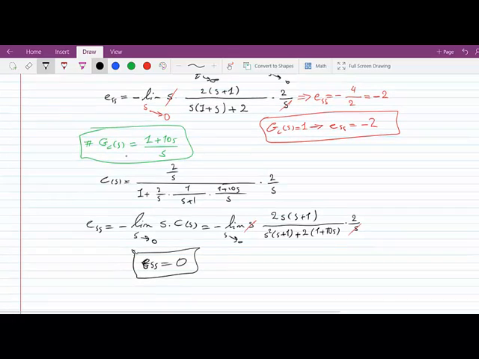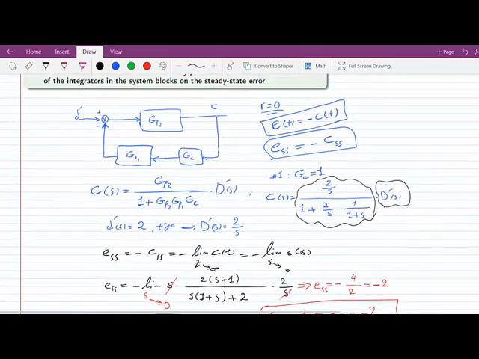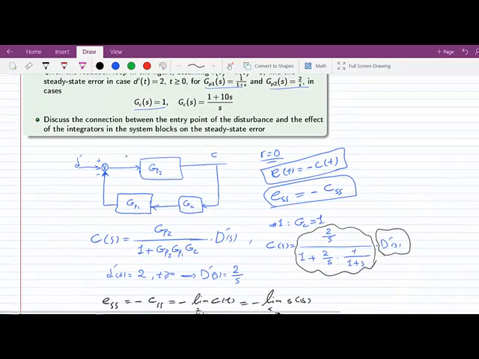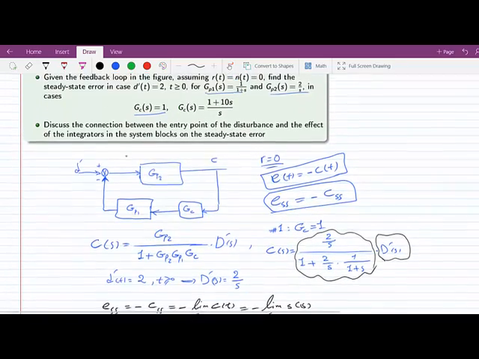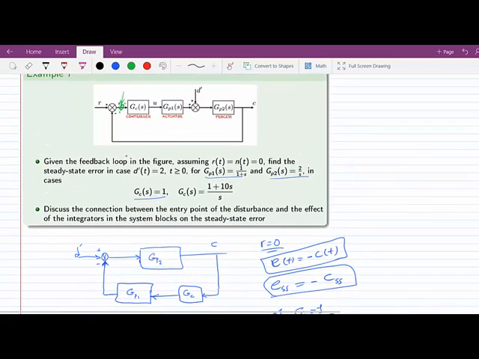For the first controller, the steady state error is equal to minus 2. This is what we need to do for the first part. And by looking at this example, we can find that there is a connection between the entry point of the disturbance and the effect of the integrators in the system blocks on the steady state error.